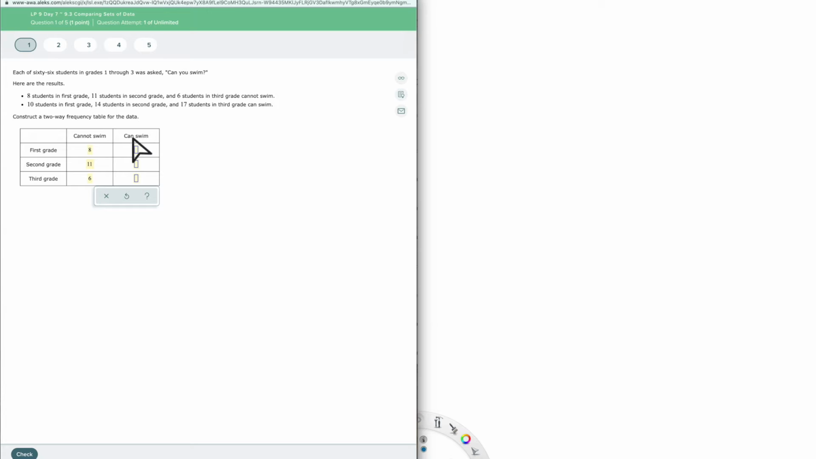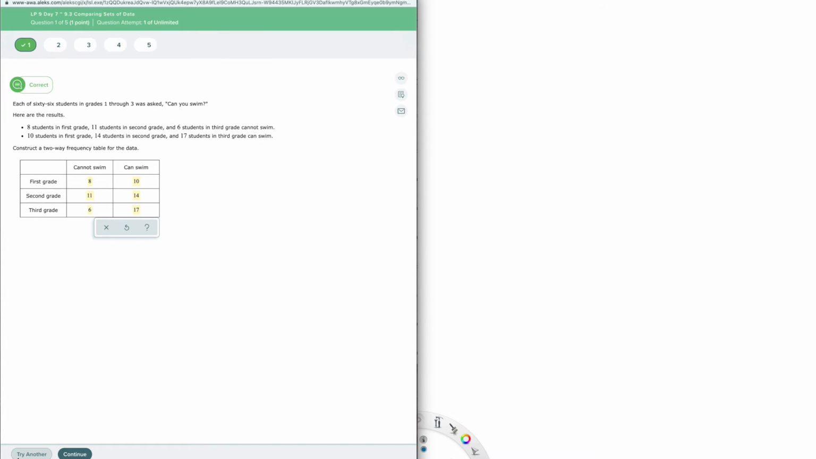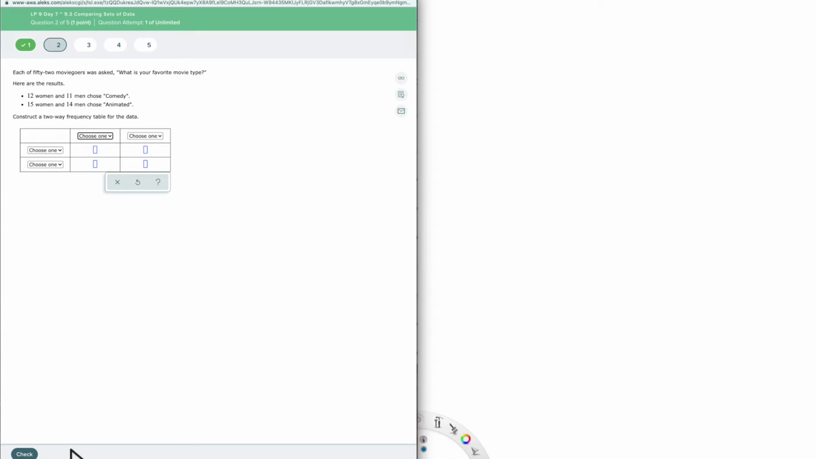Can swim for first grade was 10. Can swim for second grade, that was 14. And the last one here, can swim for third grade, was 17. So I can see can swim and third grade, so that's why the 17 goes here. It's like cross-reference. Cannot swim and third grade goes down here. So I'm cross-referencing those column to the row. So it's just a way of organizing your data in a chart where there's 2 pieces of data there.